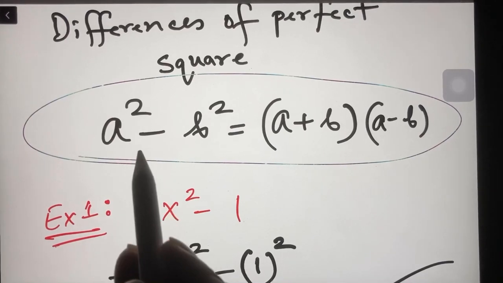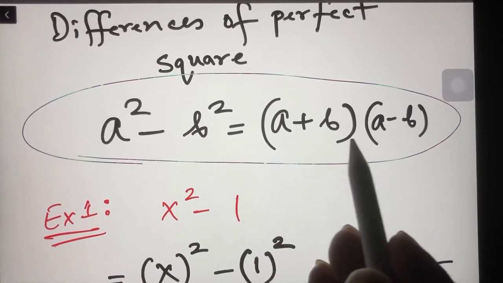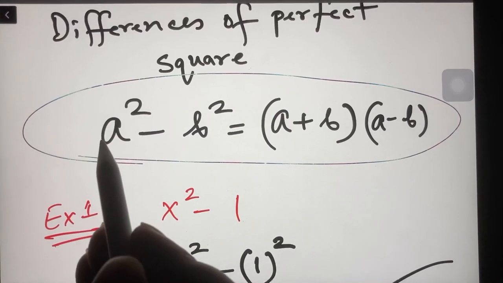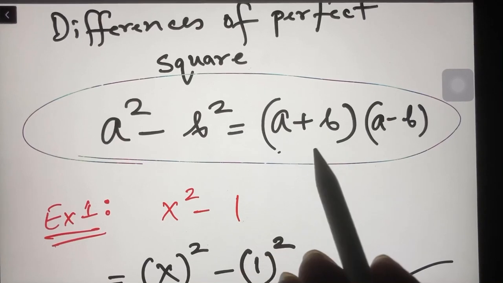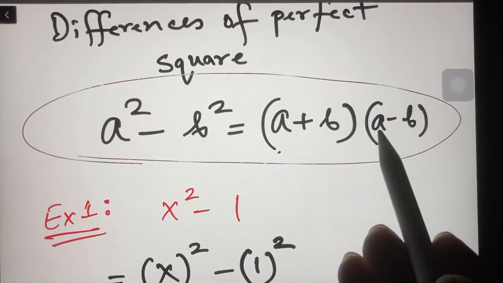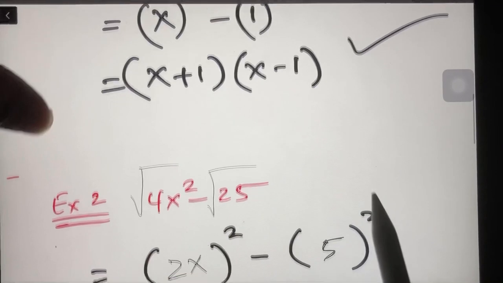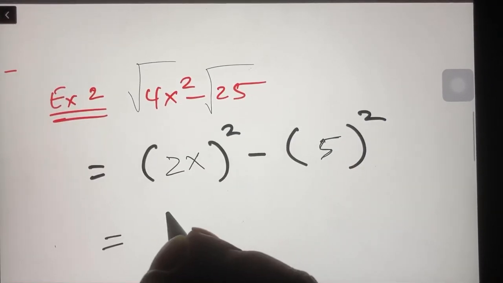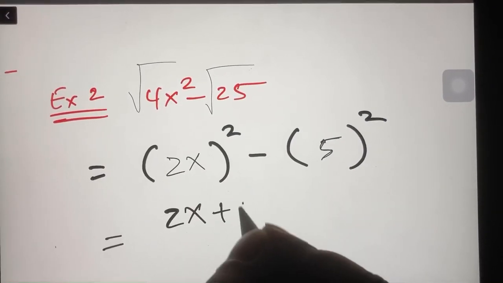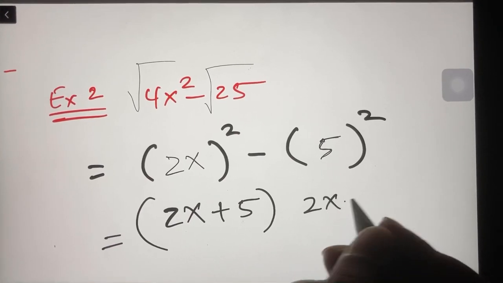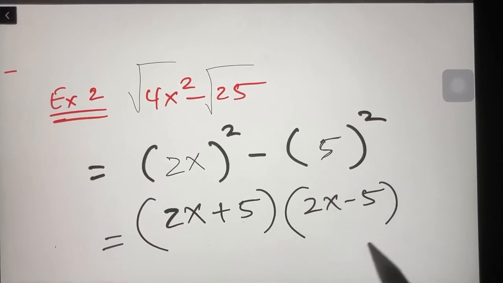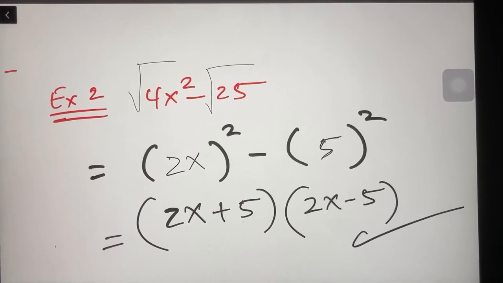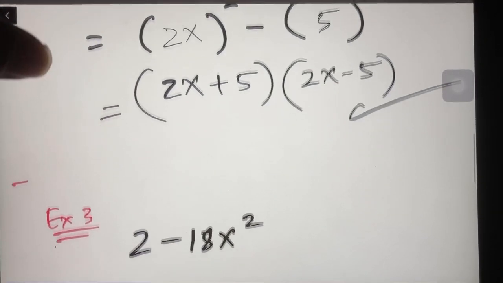As you can see, a square minus b square equals a plus b times a minus b. So first term square minus second term square equals the first term plus the second term times the first term minus the second term. That's what we are going to do here. So this is going to be 2x plus 5 and 2x minus 5. Again, how can you double check the answer? You can apply the distributive property. Okay, and we are done. All right, let's take a look at example number 3.